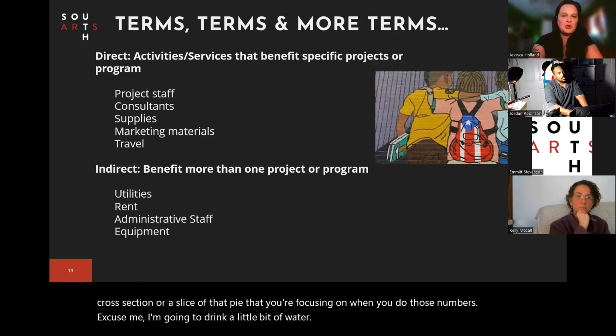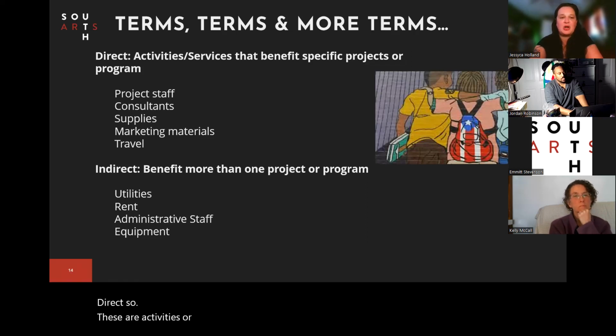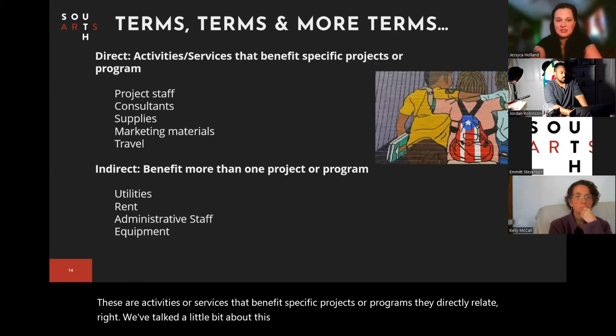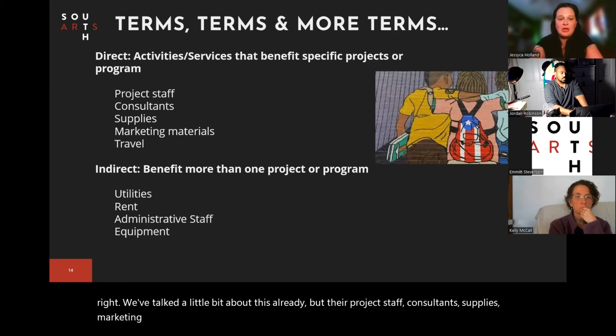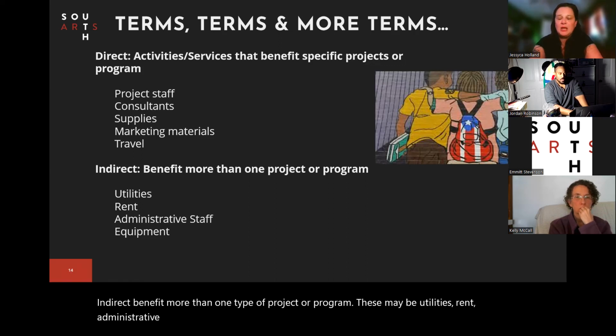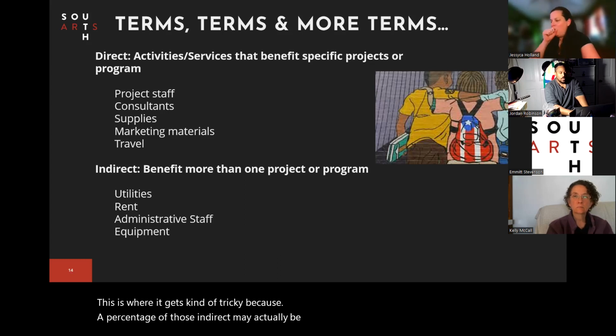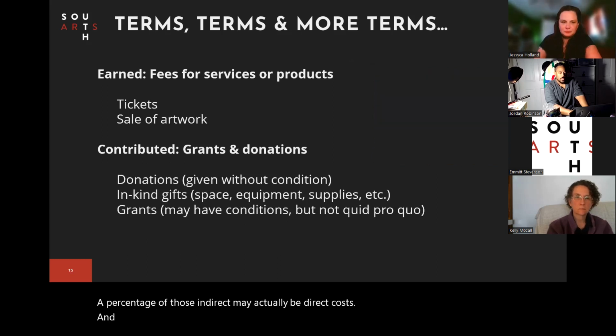So some more terms for you. Direct. These are activities or services that benefit specific projects or programs. They directly relate, right? We've talked a little bit about this already, but they're project staff, consultants, supplies, marketing materials, travel. Indirect benefit more than one type of project or program. These may be utilities, rent, administrative staff, or equipment. This is where it gets kind of tricky because a percentage of those indirect may actually be direct costs. And we'll talk about that in just a little bit.